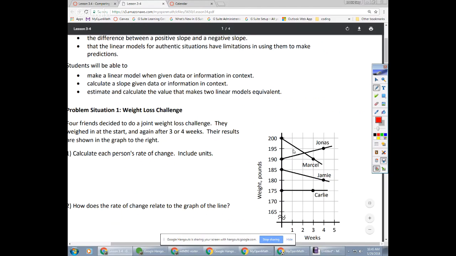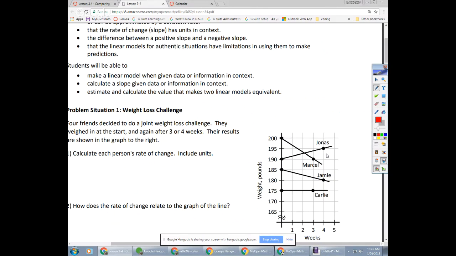Okay, let's look at Jonas for a second. Does he have a positive rate of change or a negative rate of change? Did he increase or decrease? Yeah, he's increasing. That's what we call a positive rate of change. How about Marcel? Decreasing, or negative rate of change, is what we call that one. What about Carrie? Stayed the same. So what does that mean for the slope, do you think, if they stayed the same?